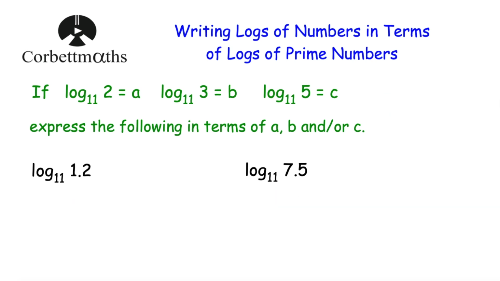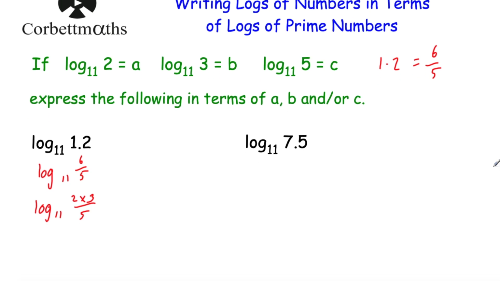Okay, let's look at 2 more. This time we've been asked to express these in terms of a, b, and c. So we've got the log to base 11 of 1.2. Well, let's take our 1.2 and write it as a fraction. 1.2 is 6/5. So I'm going to write this as the log to base 11 of 6/5. Now we've got 5 on the denominator, that's fantastic. But we've got a 6 on the numerator. Now here, actually 2 times 3 is equal to 6. So I'm going to write this as the log to base 11 of 2 times 3 over 5, just writing the 6 as 2 times 3.